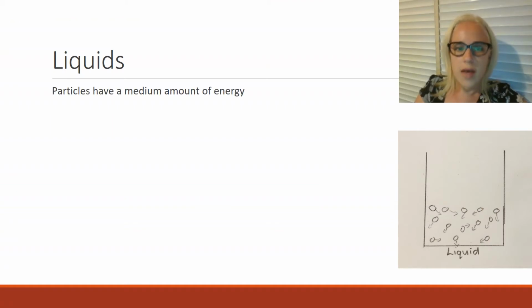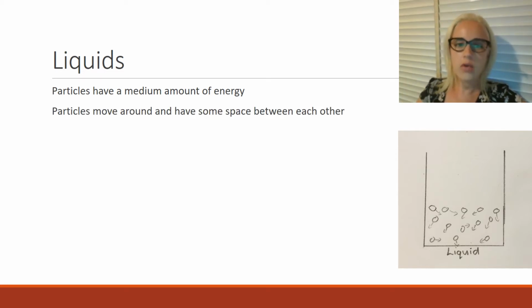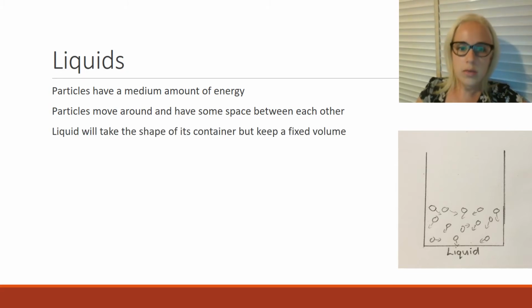The particle theory of matter says that in liquids, particles have a medium amount of energy. The particles move around and there's some space between each particle. A liquid will take the shape of its container, but it will keep a fixed volume. So if you pour liquid into a curvy vase, it will take on that curve. If you pour liquid into a tall, skinny measuring cylinder, then it will make a tall cylinder. If you pour it into a square lunchbox, then it will take on that rectangularish shape. But it keeps a fixed volume.